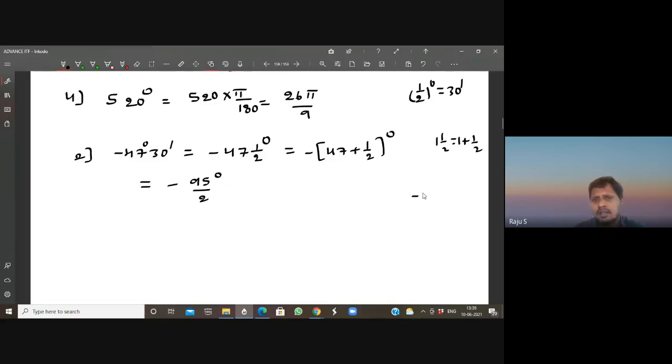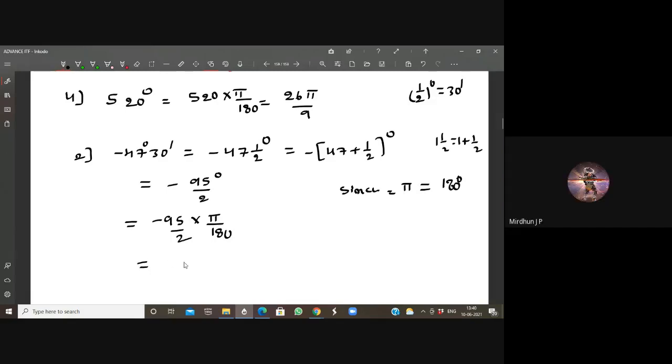But here you should not write minus 47 by 2 degrees. Sometimes I have seen one or two students last time also write minus 47 divided by 2. Absolutely wrong. This is 95 by 2. Now, is it difficult to convert to radians? What to do next? Multiply by pi by 180, since we know pi is equal to 180 degrees. So minus 95 by 2 into pi by 180. Answer: the negative 19 pi by 72. Yes, negative 19 pi by 72.